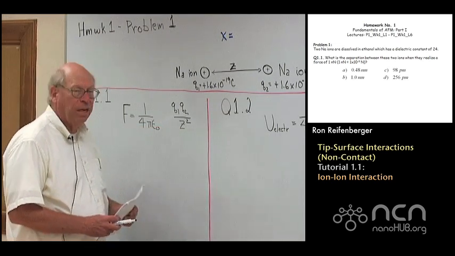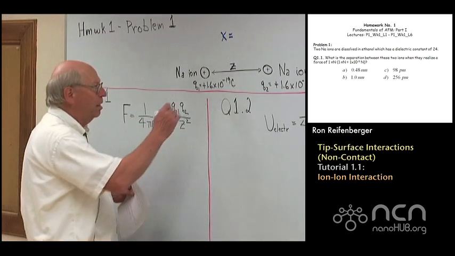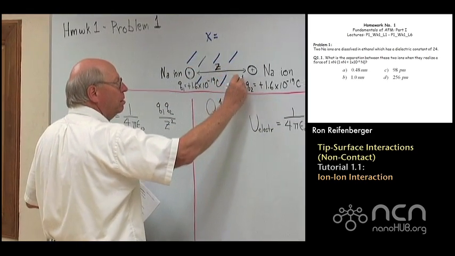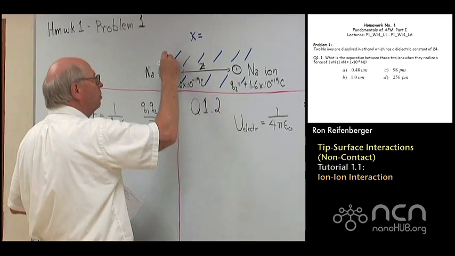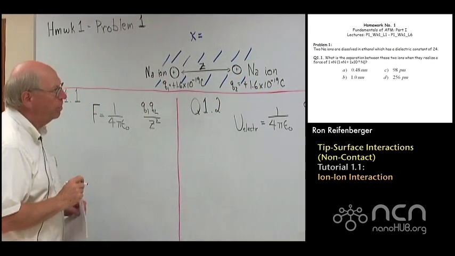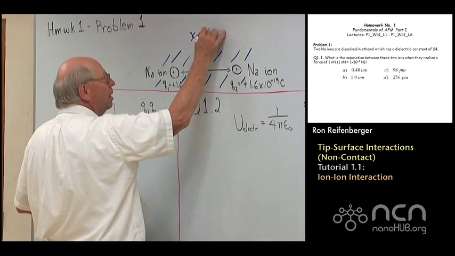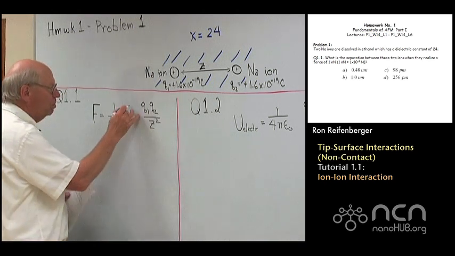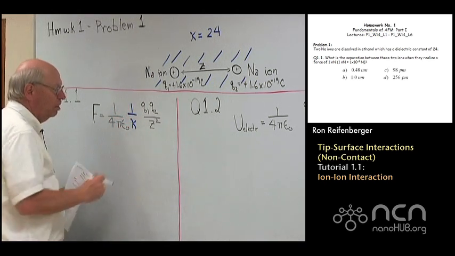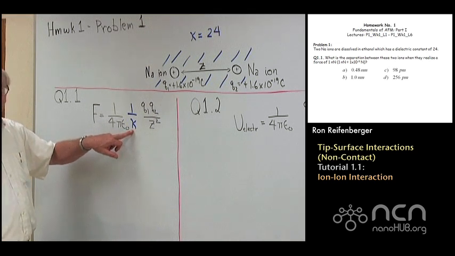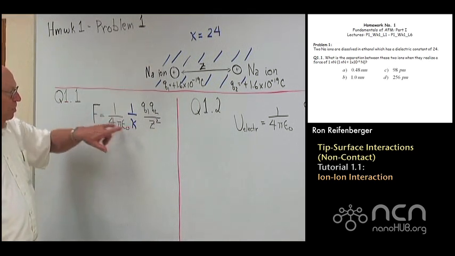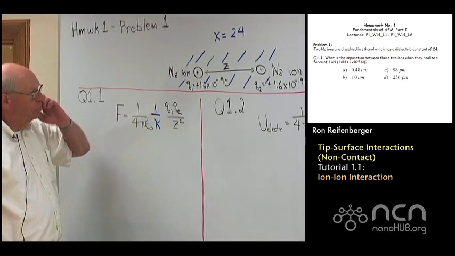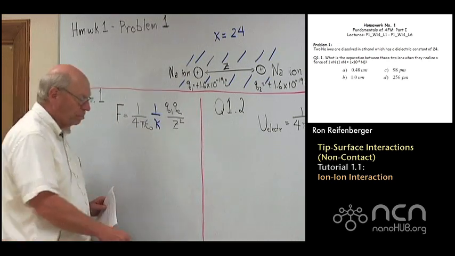Now the problem is a little bit different because it's stated in the statement of the problem that these ions are embedded in a dielectric. There's a uniform dielectric that fills all space between the ions, and it's stated that that dielectric constant is 24. So that comes into this problem simply as a factor 1 over kappa. The dielectric will reduce the repulsive force between these two ions.